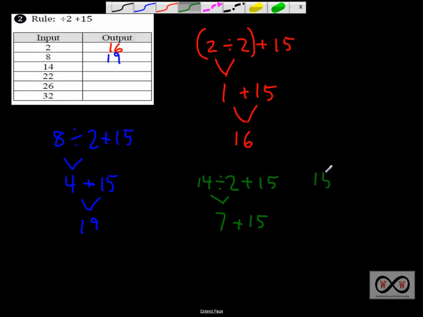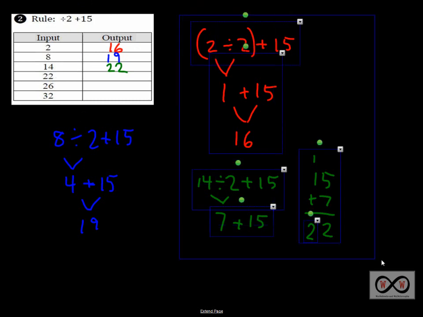Okay, 15 plus 7. 7 plus 5 is 12, or 5 plus 7. And we have 1 plus 1 is 2. So we're going to output 22. We input a 14, and we output 22 when given this rule. All right, moving on. Let's make some space here so I can keep this chart up on the screen.